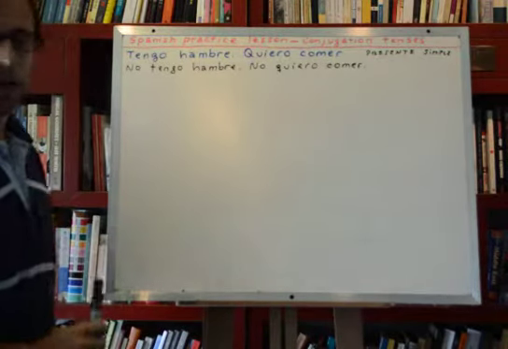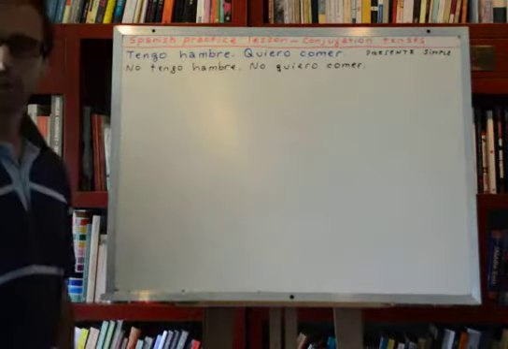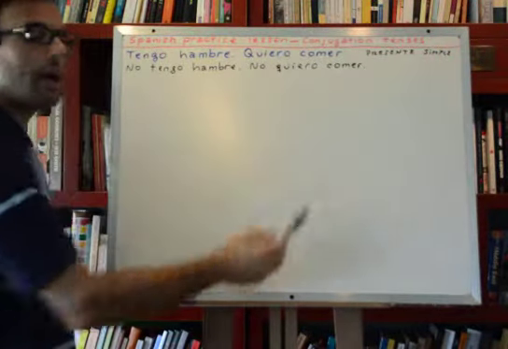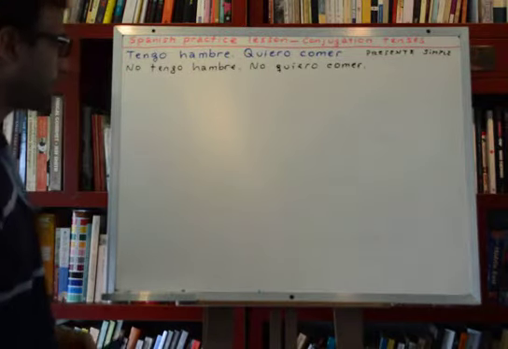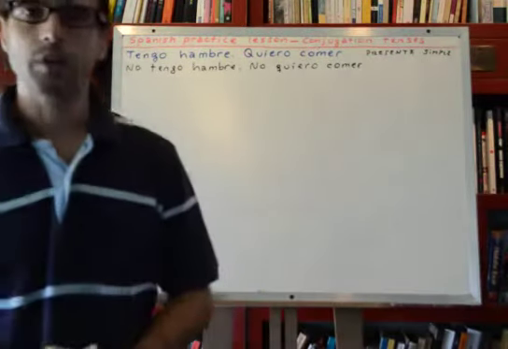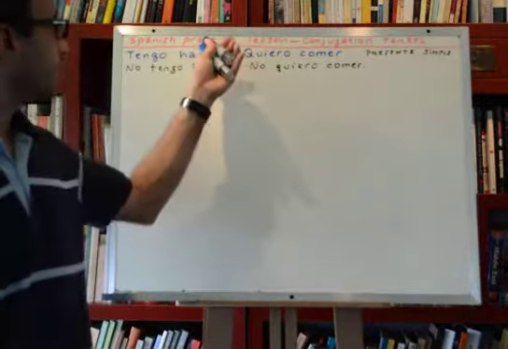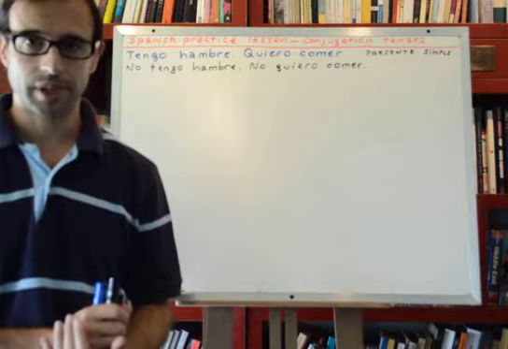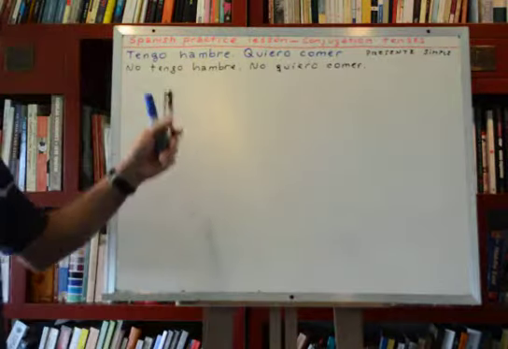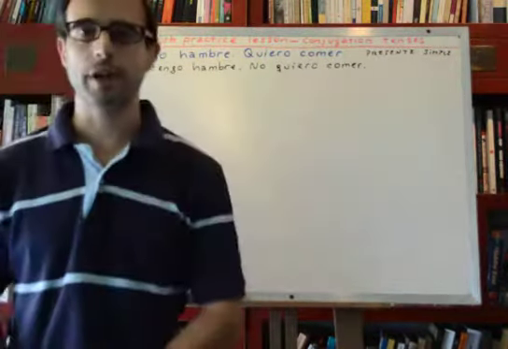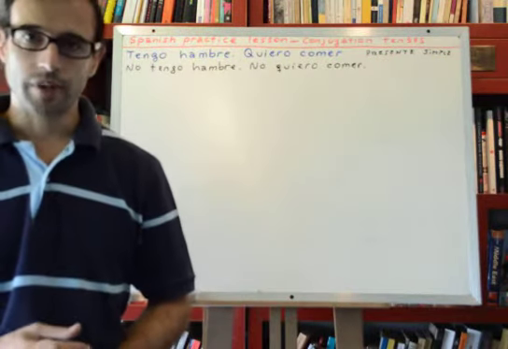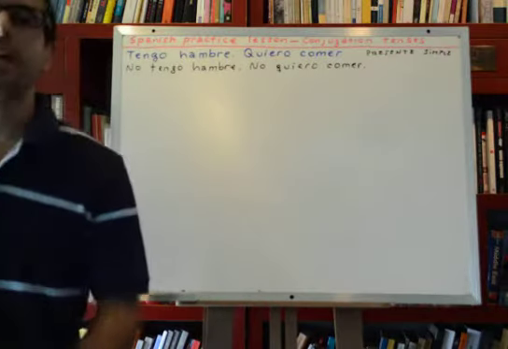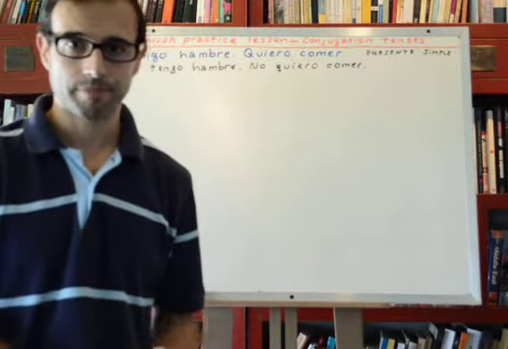Tengo hambre, I'm hungry. No tengo hambre, I'm not hungry. Quiero comer, I want to eat. No quiero comer, I don't want to eat, okay? So that's a negative. Alright, now I want the sentence in simple past, right? Let's rephrase both sentences in simple past. Vamos a convertir las dos oraciones o las dos frases en pasado simple, right?